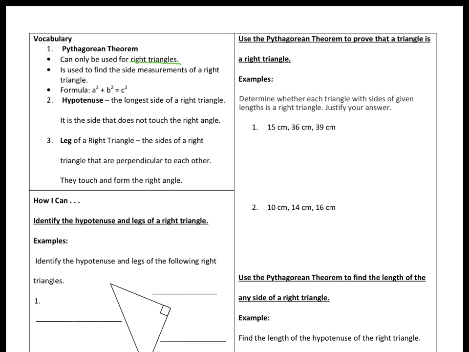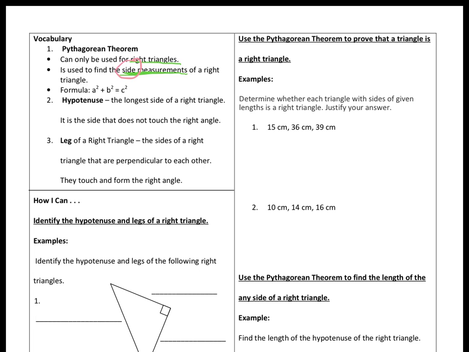If you'll recall, right triangles are triangles that have one 90-degree angle. So the Pythagorean theorem only works for right triangles. It is also used to find side measurements of right triangles. It has nothing to do with angle measurements. It is only for side measurements of a right triangle, so we're going to be looking to find the measurements of each side.